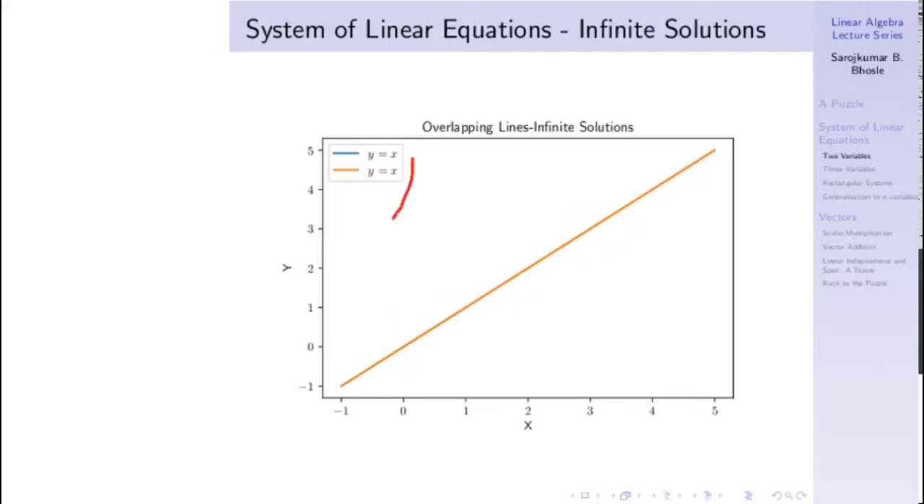Now in this case we have two equations which are the same. It means that the lines are overlapping and they are intersecting at every point. It means there are infinite solutions.